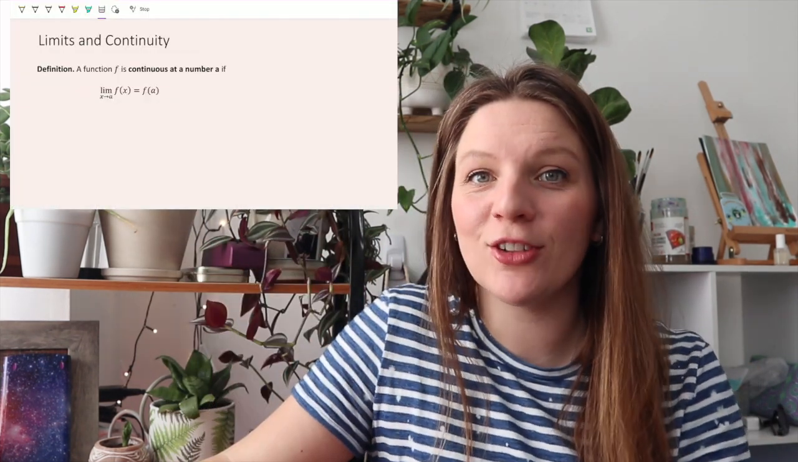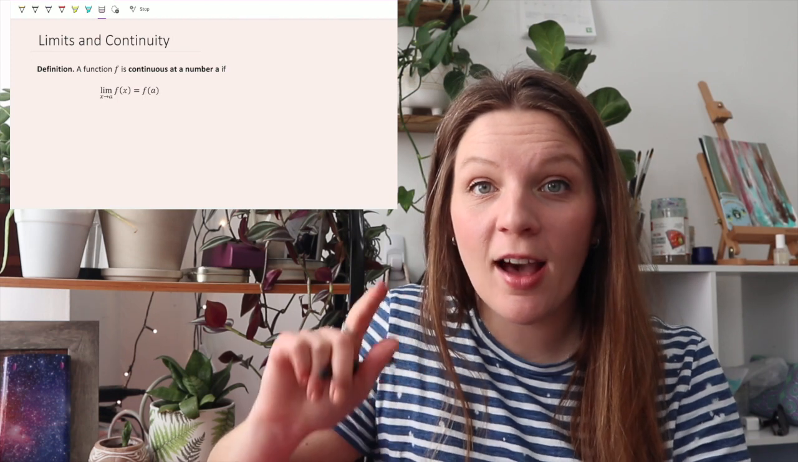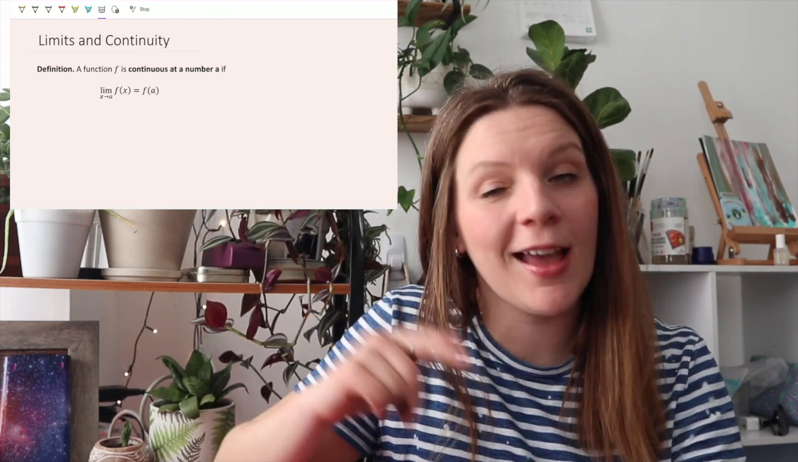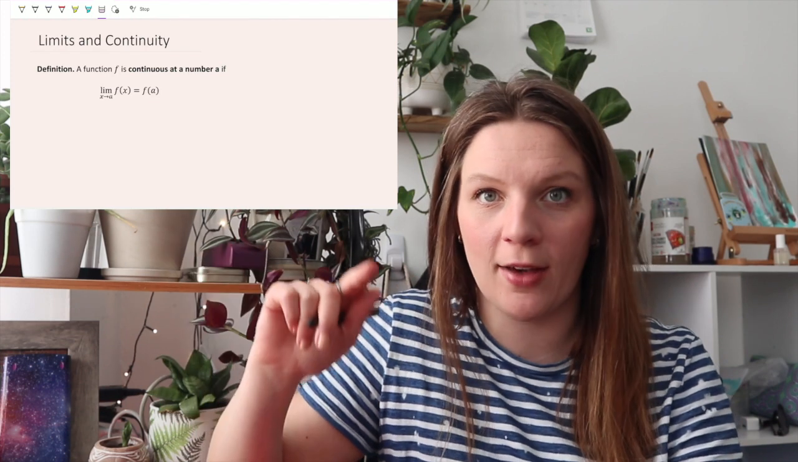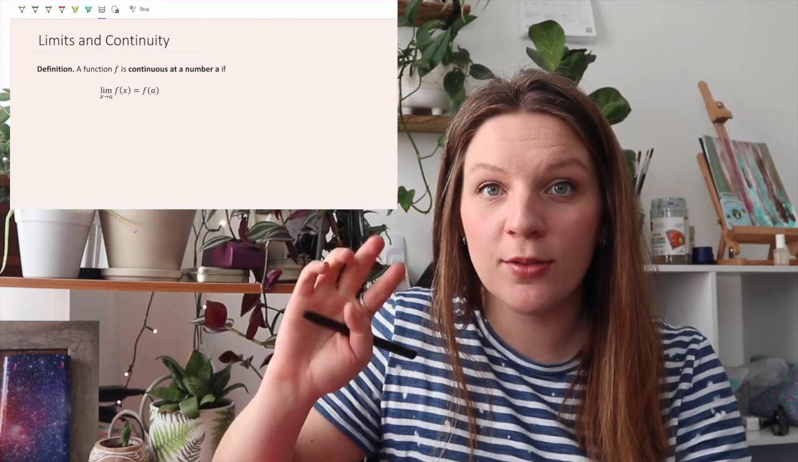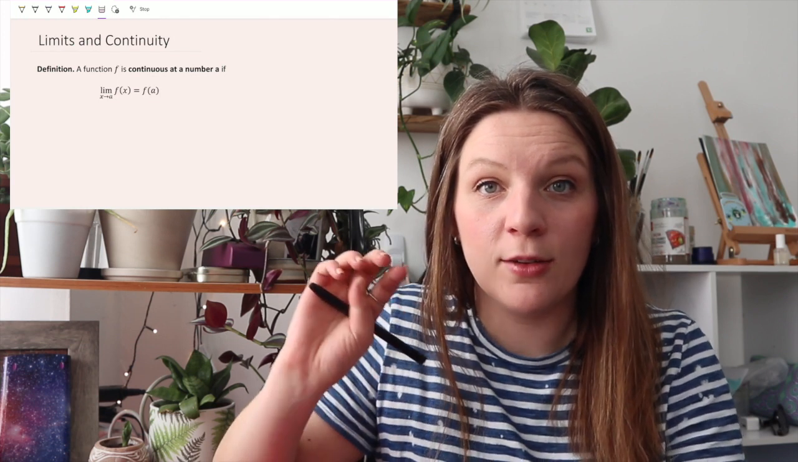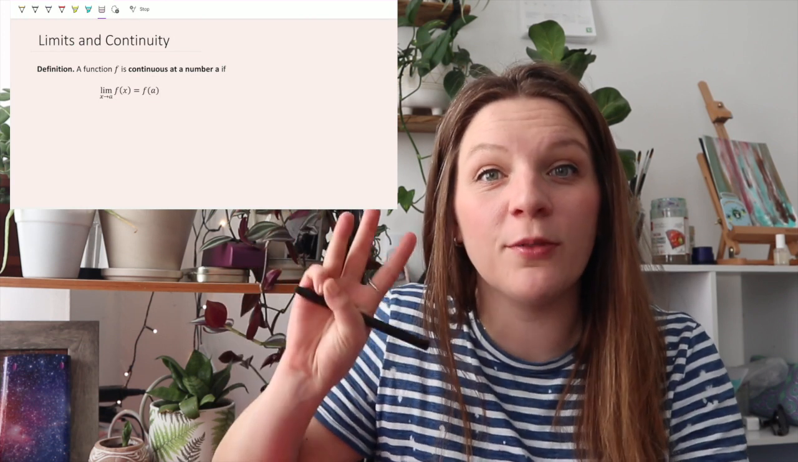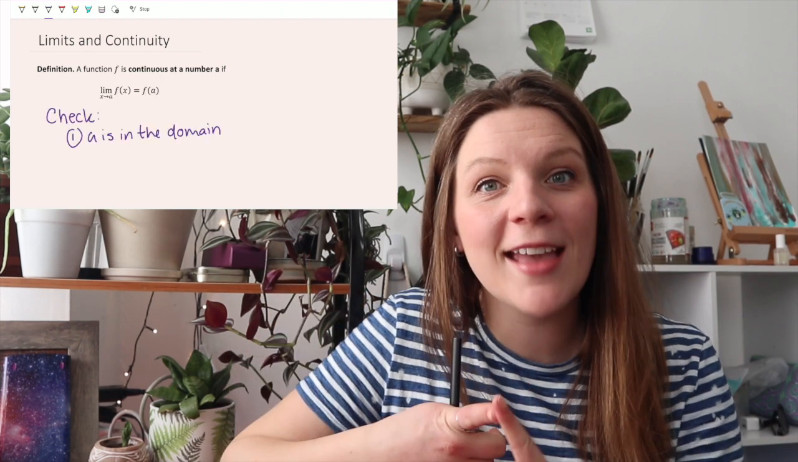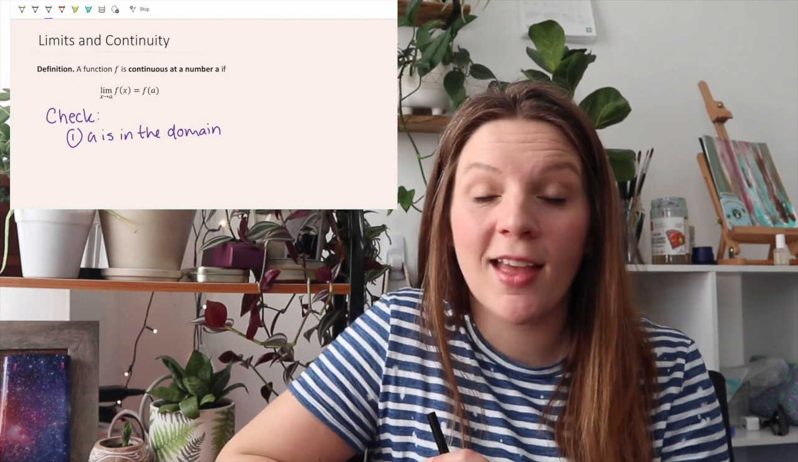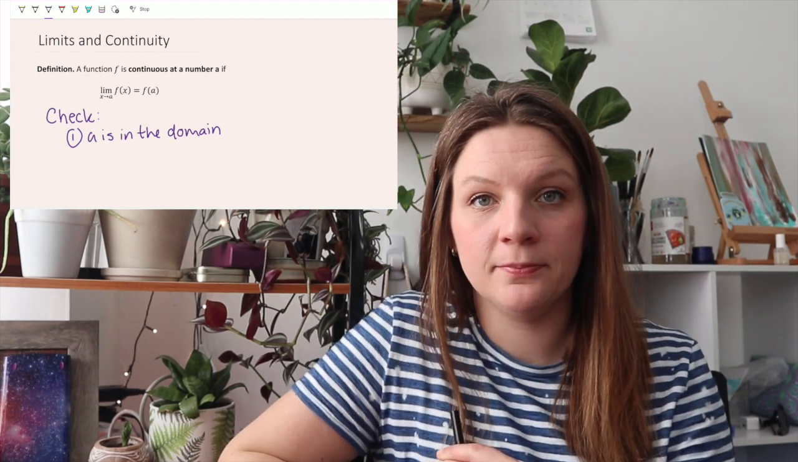This brings us to our definition of what it means for a function to be continuous. So we say that a function f is continuous at some number a if the limit of f of x as x goes to a is equal to f of a. Now, this is implying 2 very important things, which means that we will have to check a total of 3 things. First of all, that a is in the domain, because it doesn't make sense to talk about f of a if a is not in the domain.